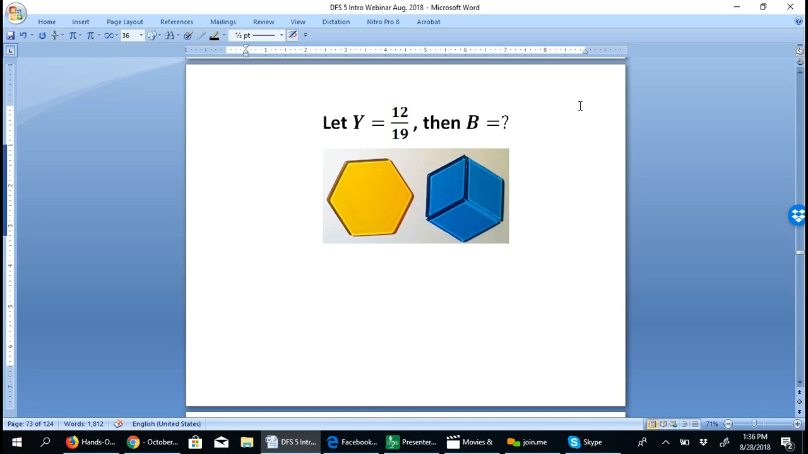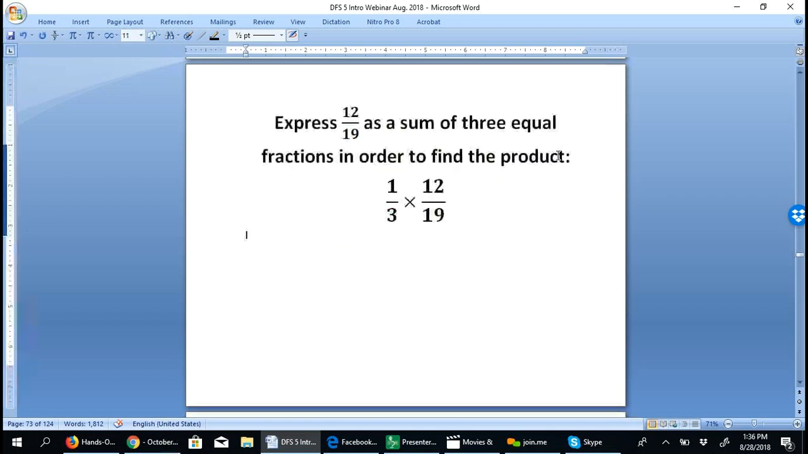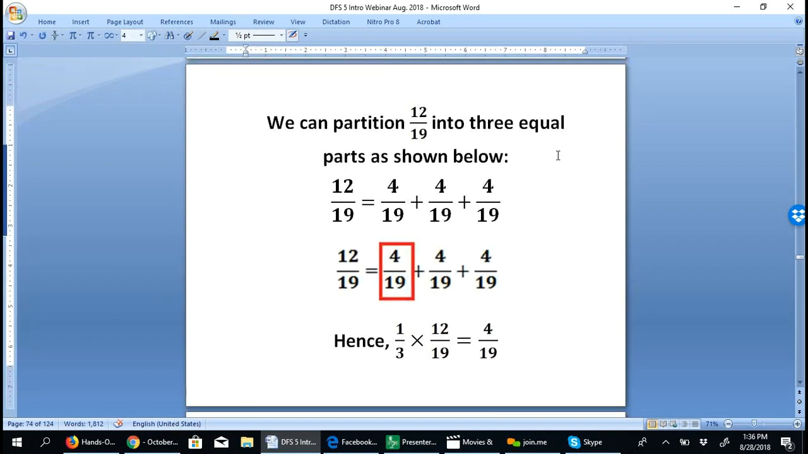Notice you have 3 blue blocks that make up the yellow block, which is 12/19. What is the blue? Okay, I'm getting one answer from Ann of 4/19. So let's look at that. If this is 4/19, and this is 4/19, and this is 4/19, you will have 12/19. So the problem really says, what's a third of 12/19? And it's going to be 4/19.